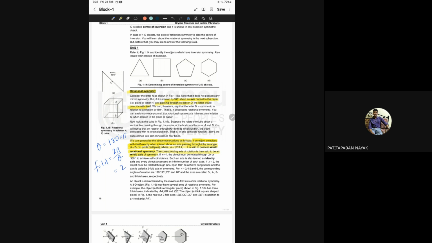It has been observed that we can have n equal to 3, 4, 5, 6, that is 3-fold symmetry, 4-fold symmetry, 5-fold symmetry, 6-fold symmetry, like that only.